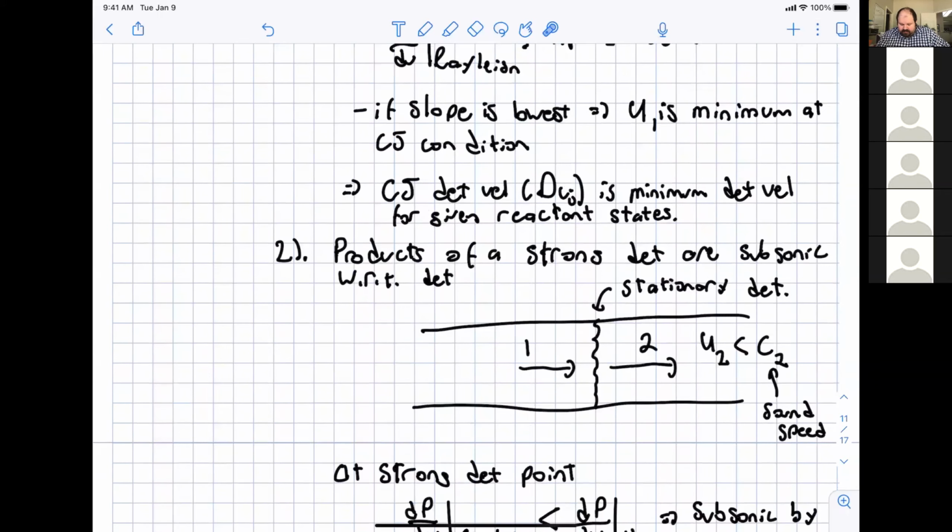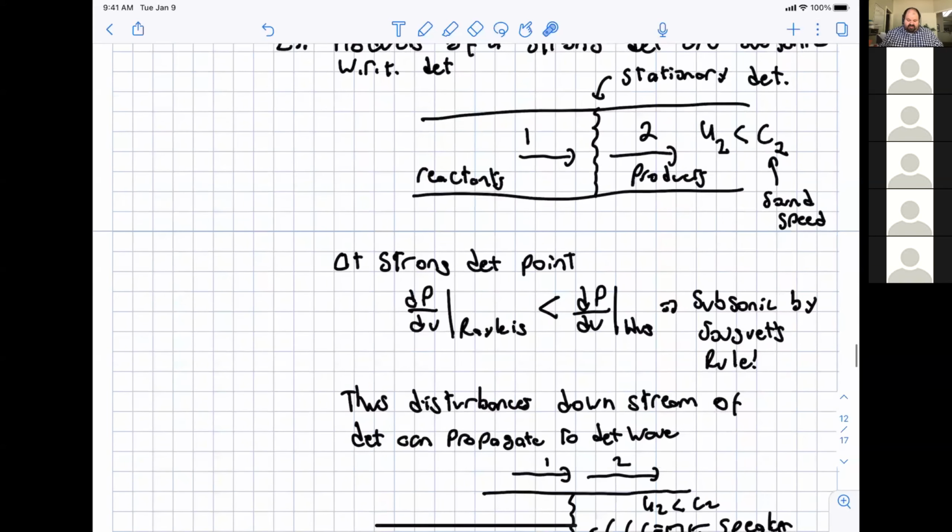And the products of a strong detonation, based on Jouguet's rule, are subsonic. So that means that we have our reactants here, and they're being processed by the detonation into products. And then based on Jouguet's rule, we can state that the velocity of the products is less than the sound speed, and that's just based on Jouguet's rule, as I've written here and argued before.